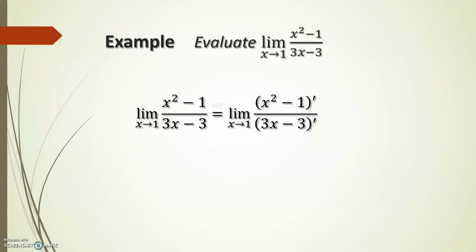Differentiating x squared minus 1 gives 2x, and differentiating 3x minus 3 gives 3. And we're ready to reevaluate the limit with this simplified expression to get 2 over 3. You've noticed that I've incorporated a little HR symbol at the step where L'Hospital's Rule was applied.